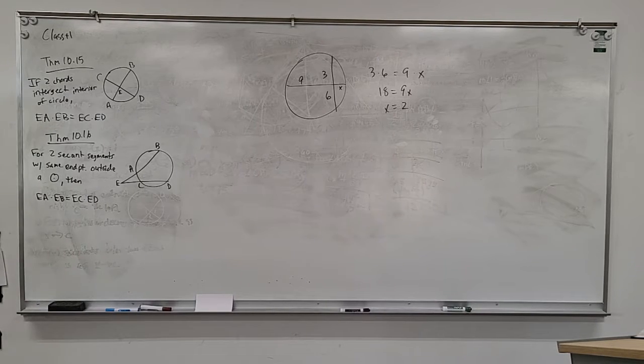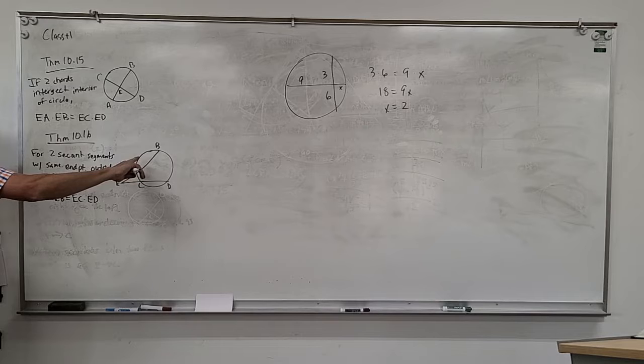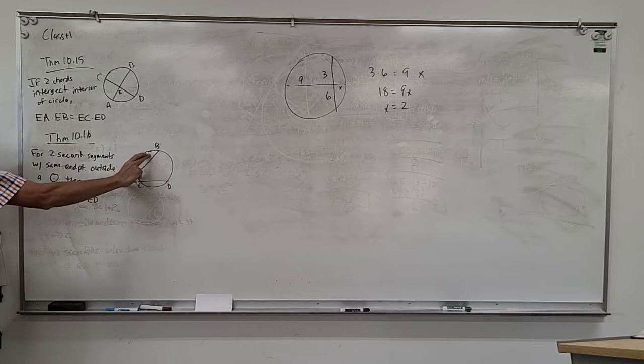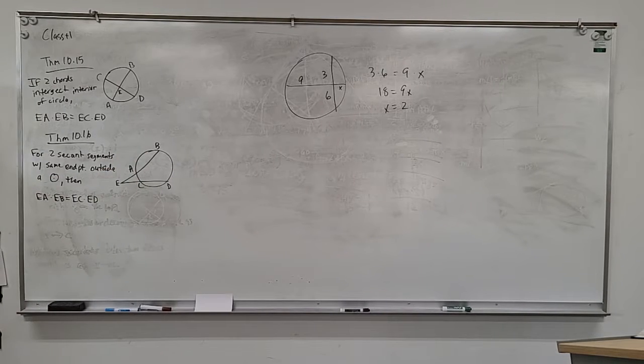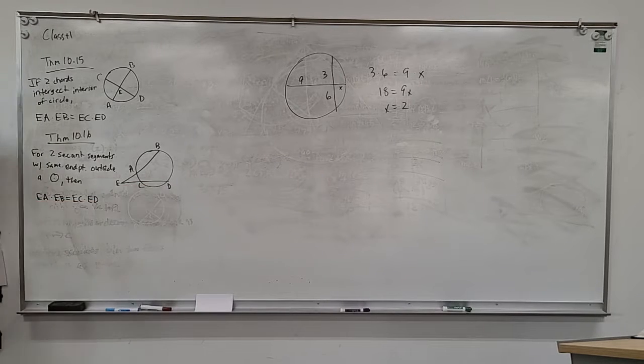So what this is saying is that if you have this kind of scenario here, you take the external segment and multiply it times the entire secant, and that's equal to the external segment of this one times the entire length of the secant segment. All right? Any questions about that?